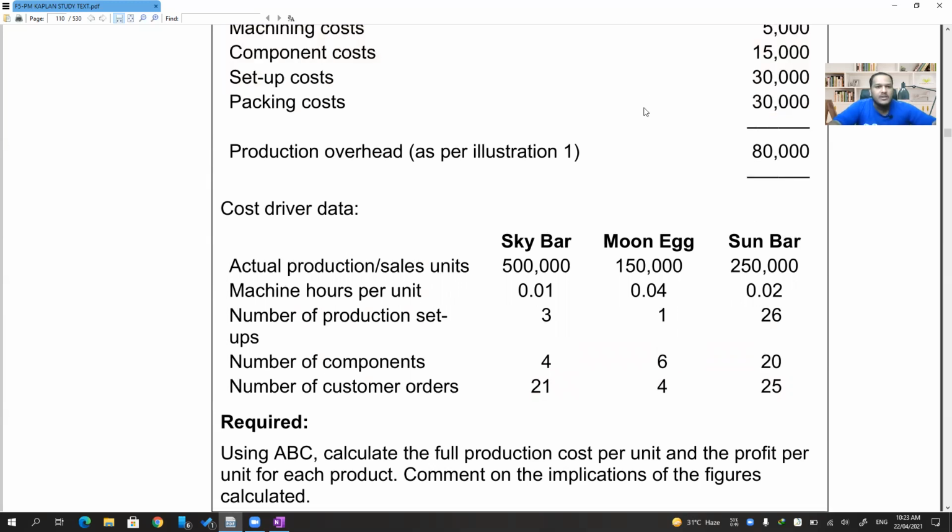See, for setup cost of 30,000, what are the total number of setups? Number of production setups are 3, 1, and 26. 3 plus 1 is 4, 4 plus 26 is 30. So this 30,000 has to be allocated in the 3:1:26 ratio: 3,000 for Sky Bar, 1,000 for Moon Egg, and 26,000 for Sun Bar.